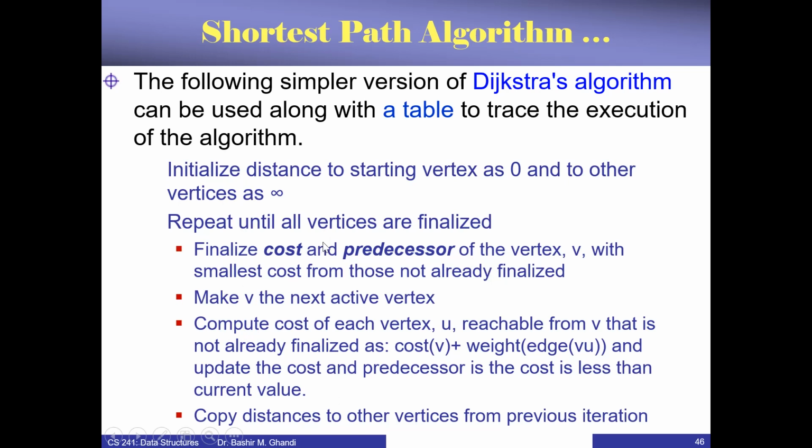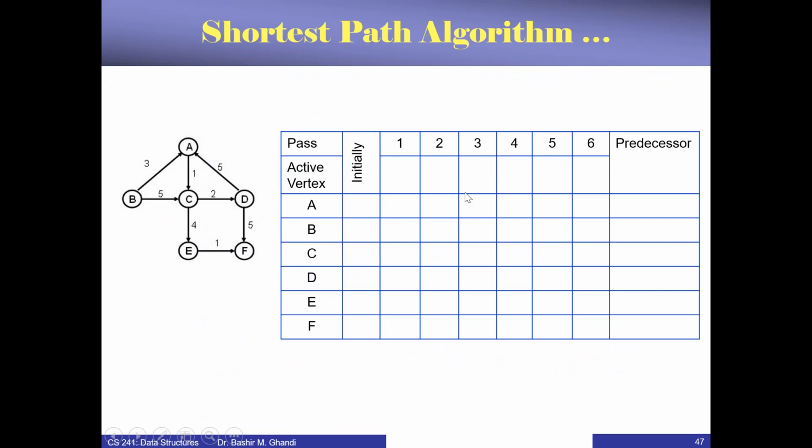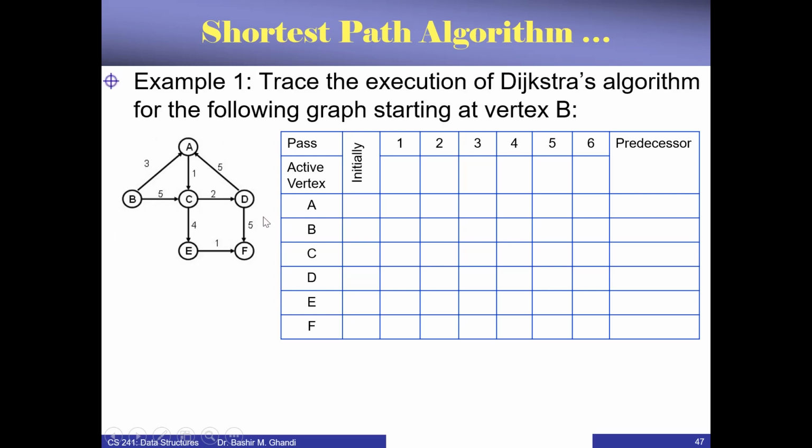We're going to use a table like this. In an exam, normally you will be given this table. For this particular graph, normally you will also be told which vertex is the starting vertex. Here it says trace the execution of Dijkstra's algorithm for the following graph starting from vertex B. So this is our starting vertex, and this table is going to be given to you.